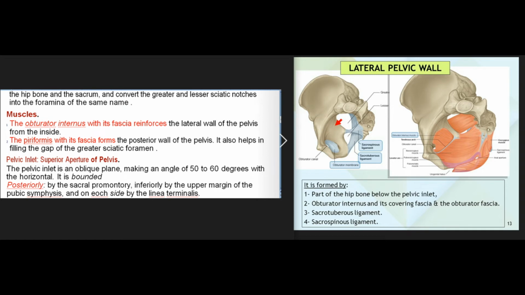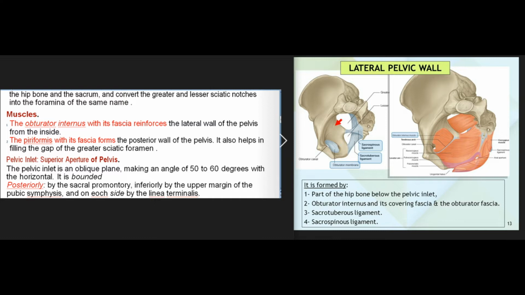Muscles. 1, the obturator internus with its fascia reinforces the lateral wall of the pelvis from the inside. 2, the piriformis with its fascia forms the posterior wall of the pelvis. It also helps in filling the gap of the greater sciatic foramen.